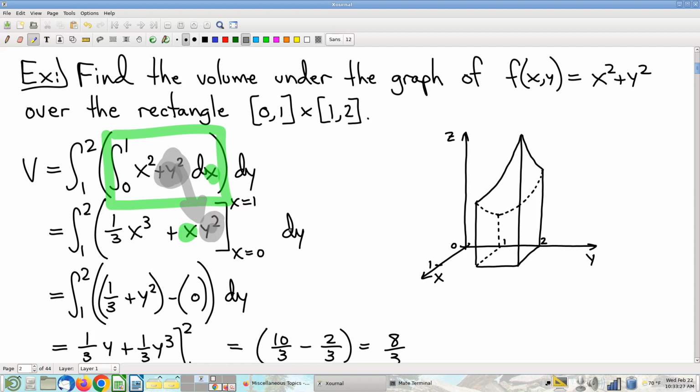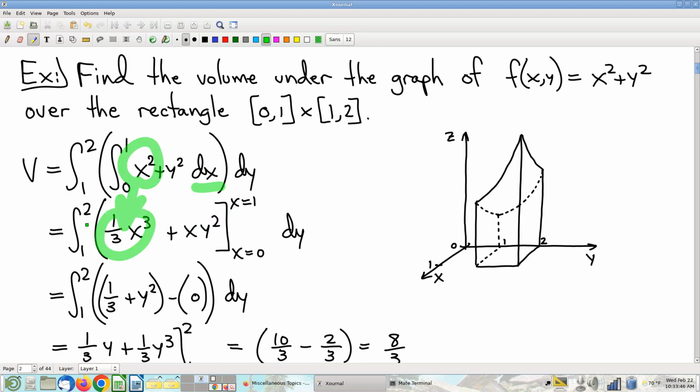Everybody good? Very common source of screw-ups, so heads up on that. Okay, the rest of it's pretty straightforward. The x antiderivative of x squared, just exactly as you would think, is 1/3 x cubed. Old news.